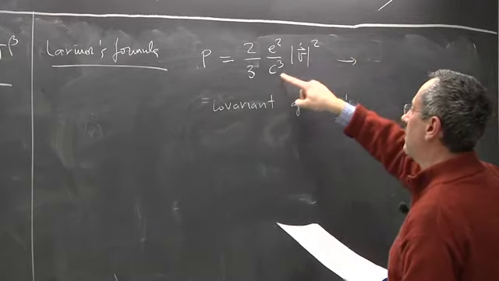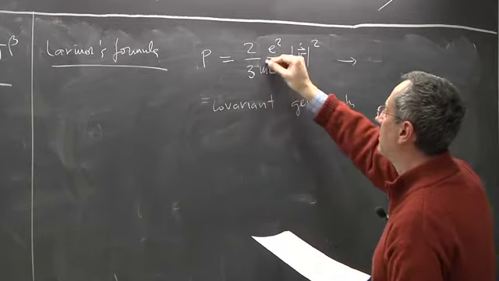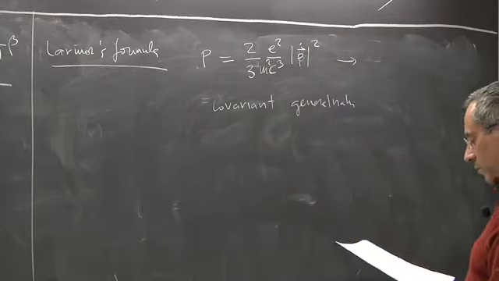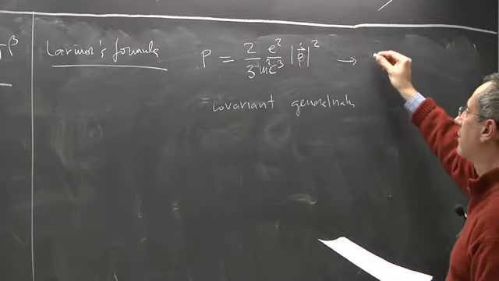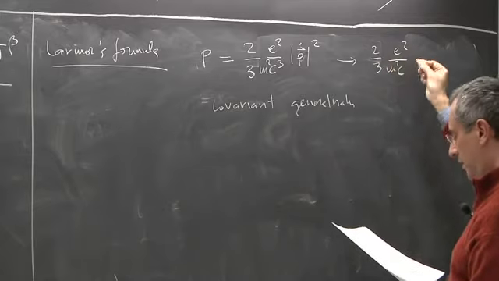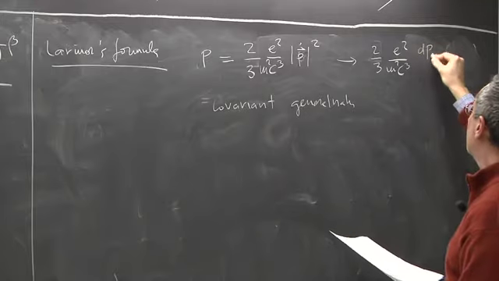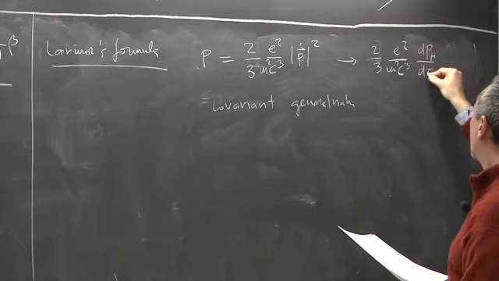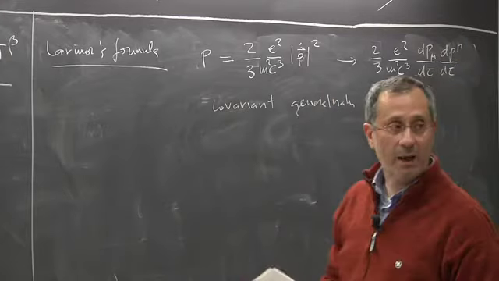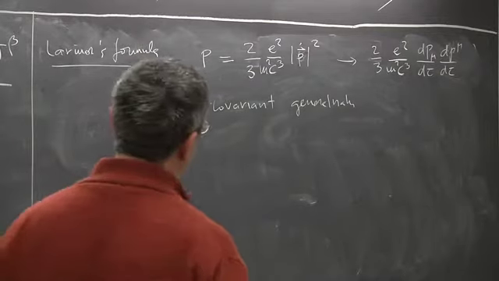You divide and multiply by m. So then you see this becomes a p, right? So you have 2/3 e square over m square c to the cube, and then you have dp^mu/d tau times dp_mu/d tau. That is the generalization of this time derivative. So I replace the time derivative with the derivative with respect to the proper time.